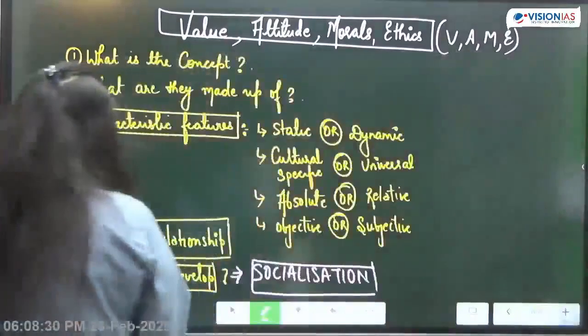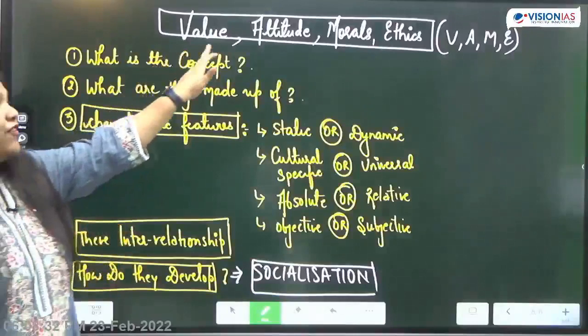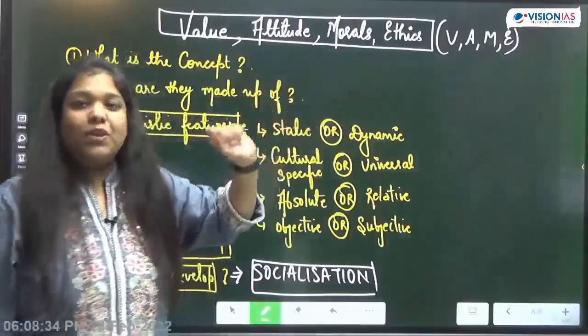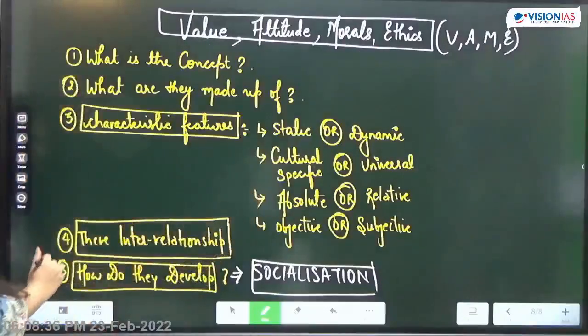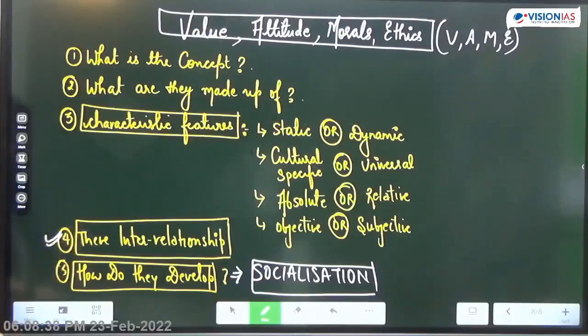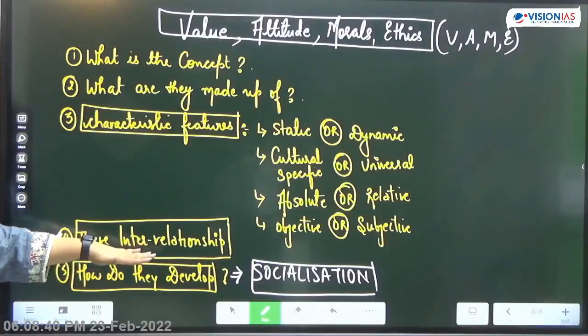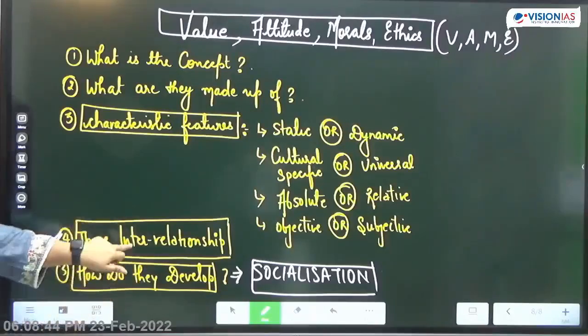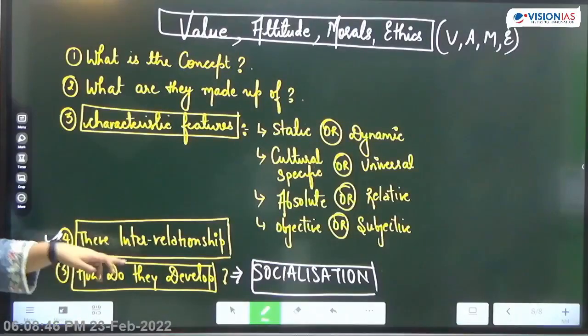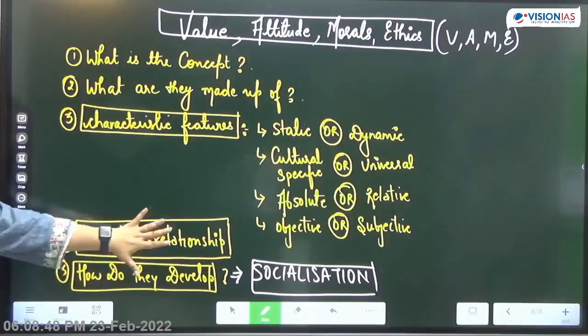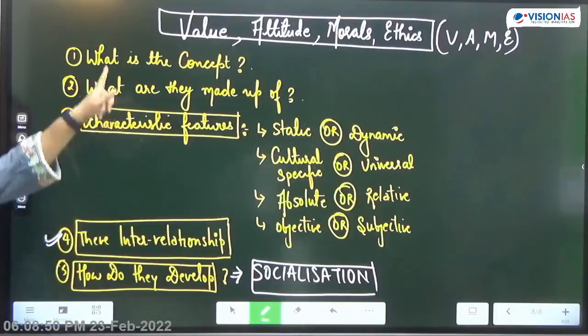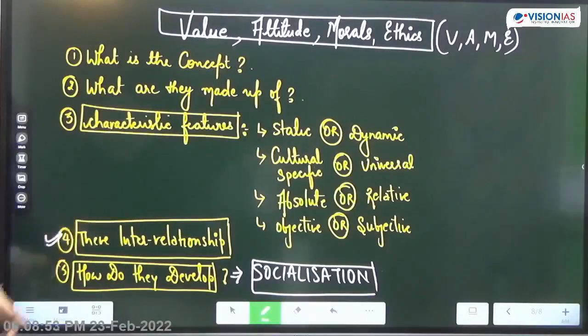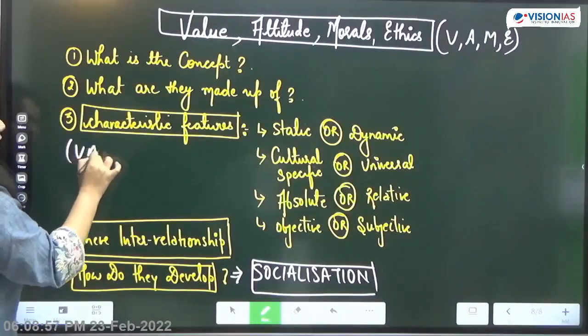अच्छा, just one disclaimer. I have written value, attitude, moral, ethics, VAME. Till the time I don't come to this point, यहां पे I will break. I will tell you what is value, what is attitude, what is moral, what is ethics when I am teaching interrelationship. Till the time I am not coming to the fourth point, when we are discussing these three points, you will consider this as one. इसको आप VAME लिखोगे.